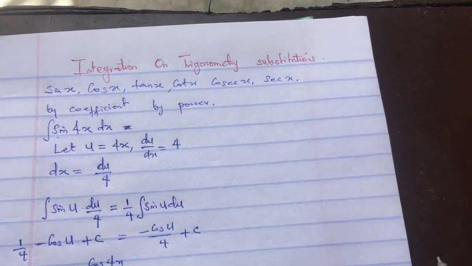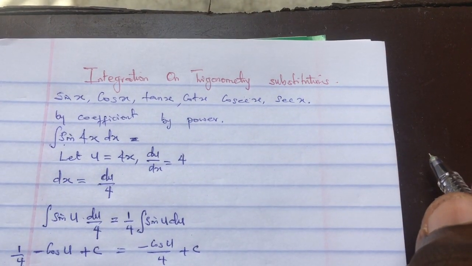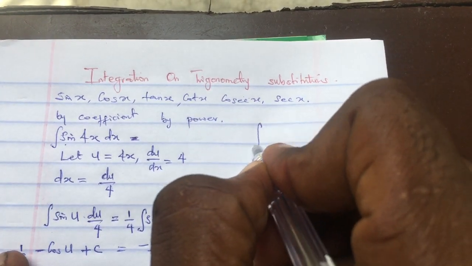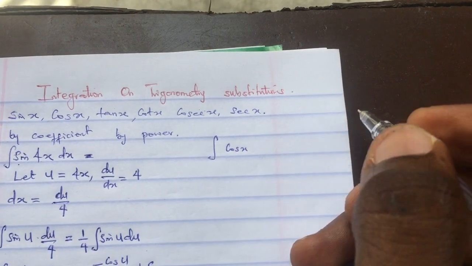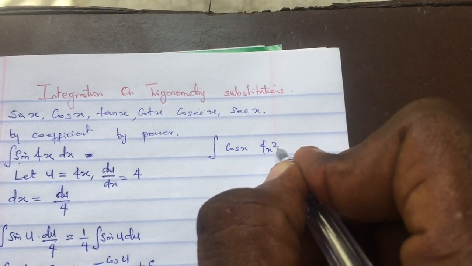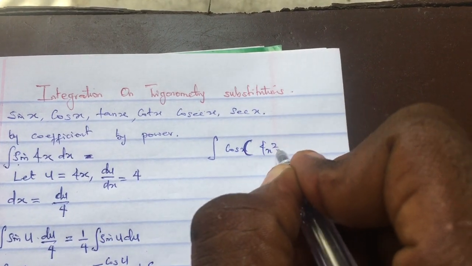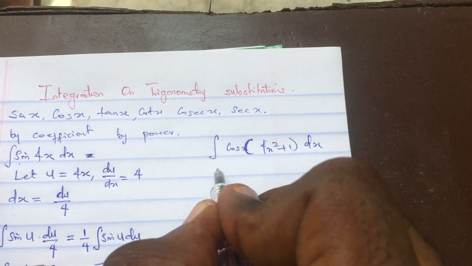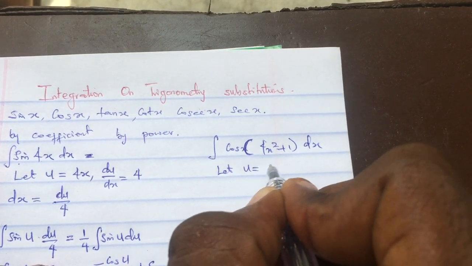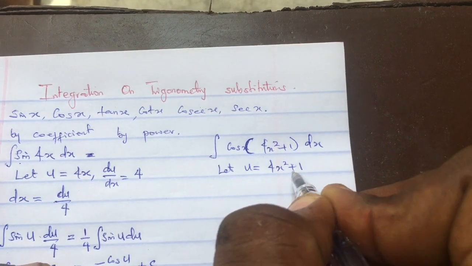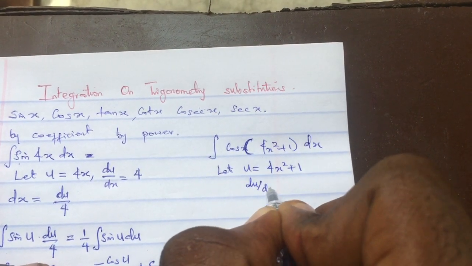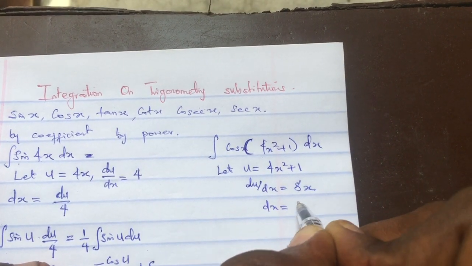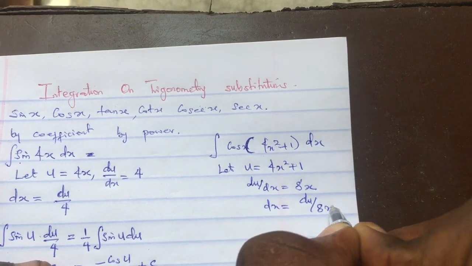Another question: what if the question is integral cos of 4x squared plus 1 dx? Still the same method. You say let u be the domain, the function acting as the domain, then you differentiate it. I have du dx, which is equal to 8x. If I make dx the subject of the formula, I have du over 8x.